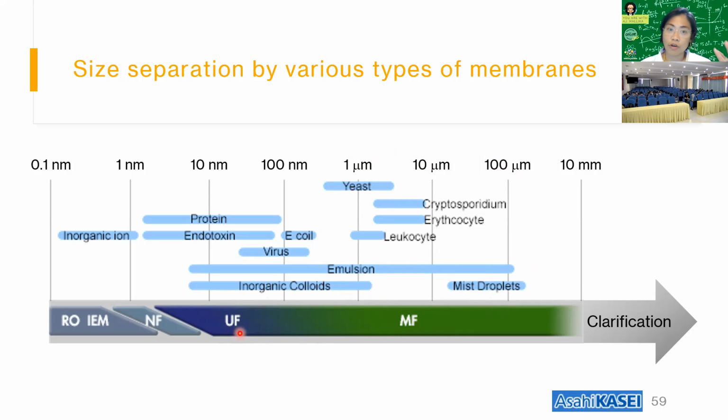Ultrafiltration involves a smaller membrane pore than microfiltration. Most of us already know that the application for ultrafiltration is for things like proteins. So ultrafiltration is sort of like a touch of nano already.